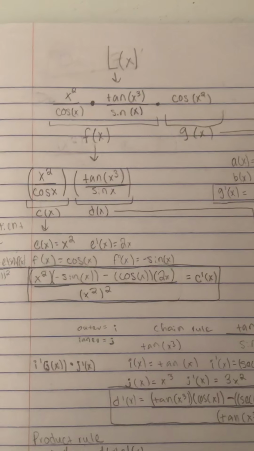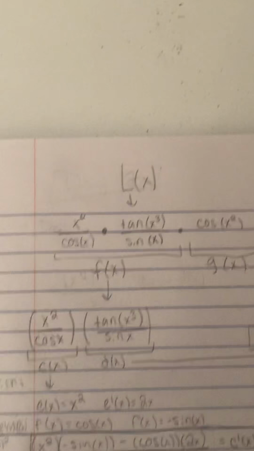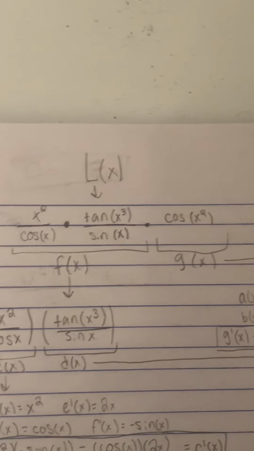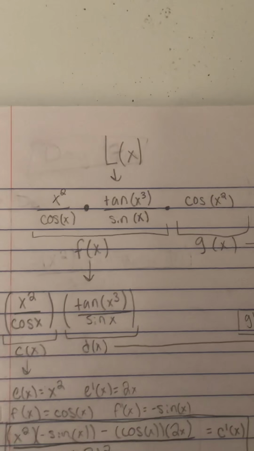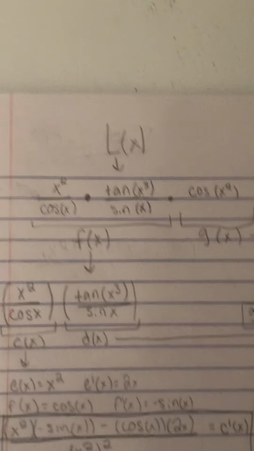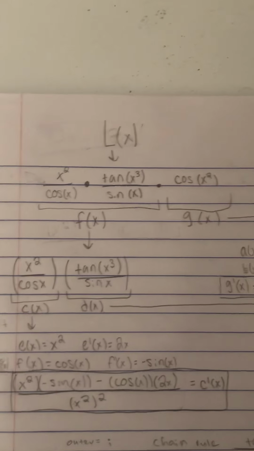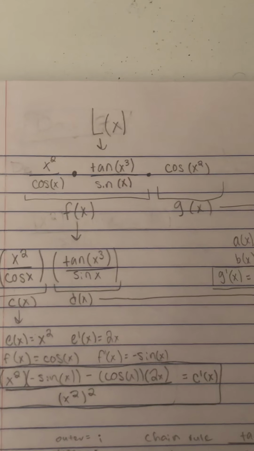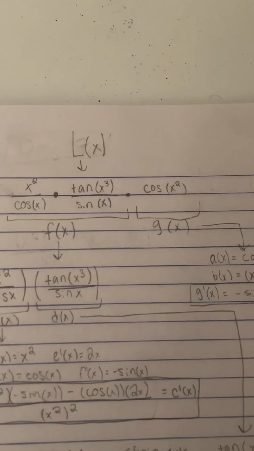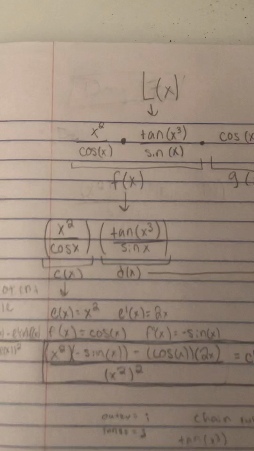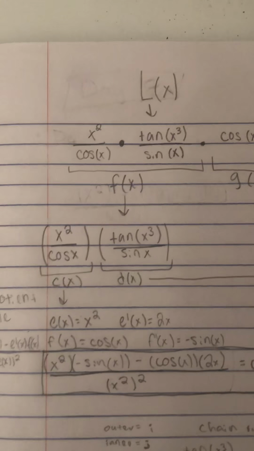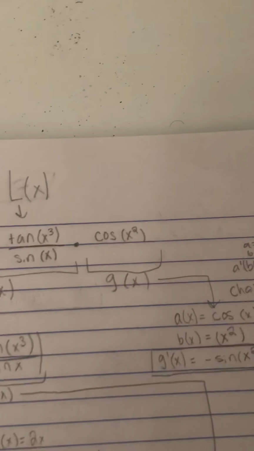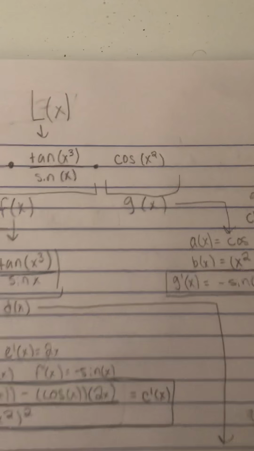I am taking the derivative of the function L of x, which is x squared over cosine x times tan x cubed over sine x times x squared, cosine x squared. I separated the L of x into two separate functions. The first half, which as you can see is x squared over cosine x times tan x cubed over sine x, is going to be f of x, and cosine x squared is going to be g of x.